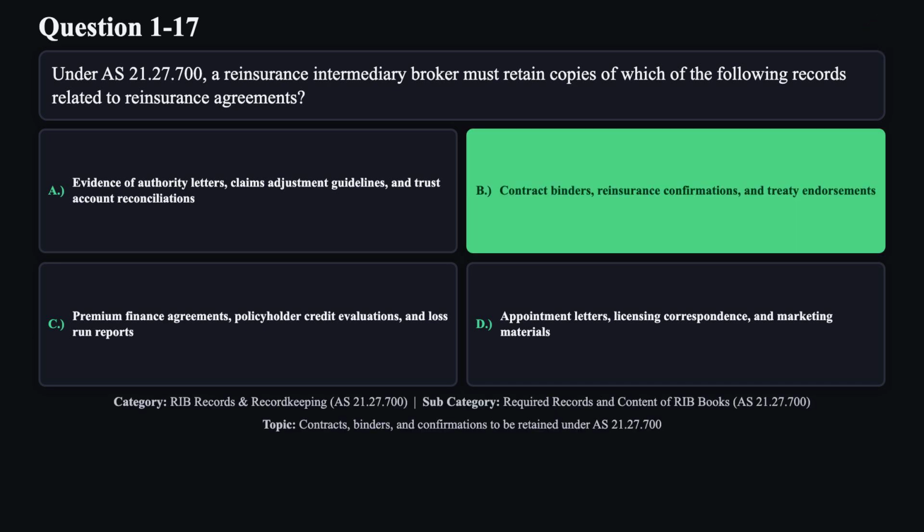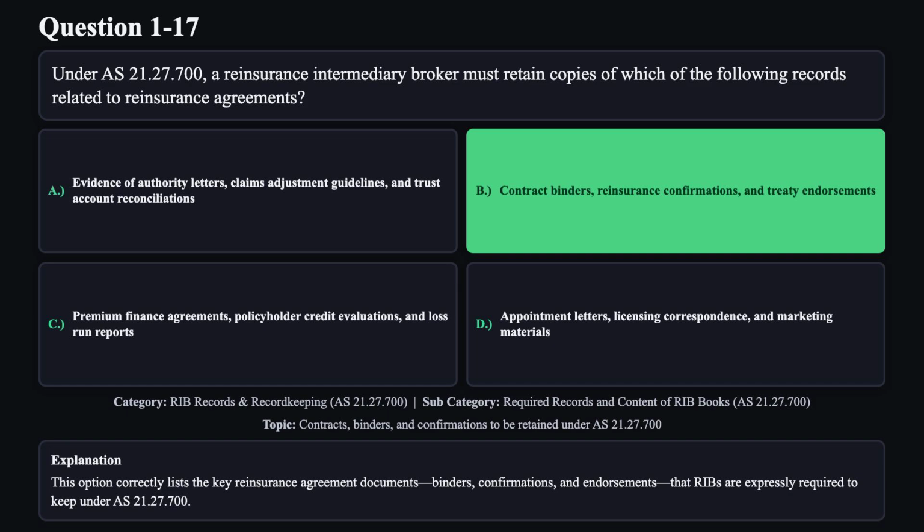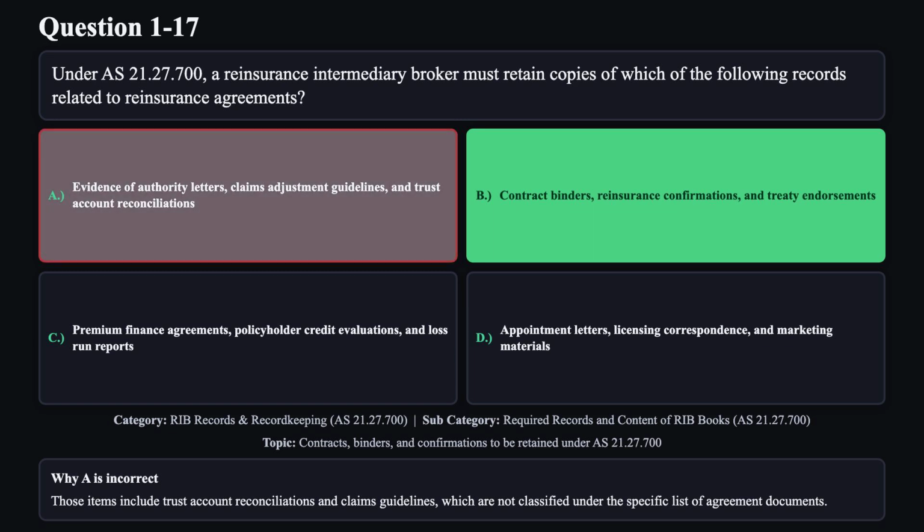The correct answer is B. This option correctly lists the key reinsurance agreement documents, binders, confirmations, and endorsements, that RIBs are expressly required to keep under AS 21.27.700. Reason A is not correct. Those items include trust account reconciliations and claims guidelines, which are not classified under the specific list of agreement documents.